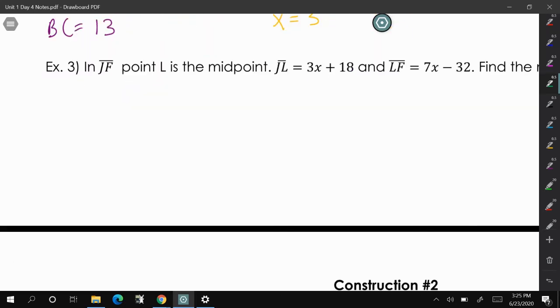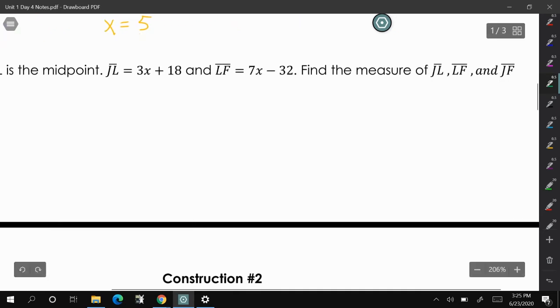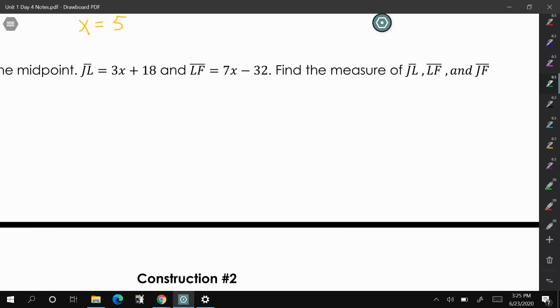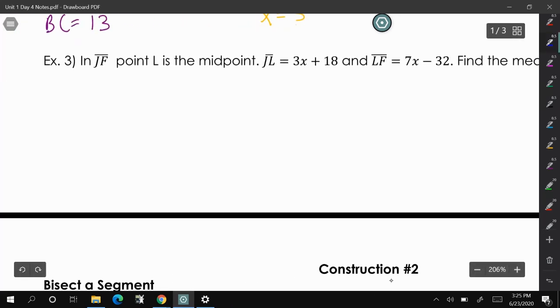In example 3, it says in segment JF, point L is the midpoint. JL is 3x plus 18, and LF is 7x minus 32. Find the measurements of JL, LF, and JF. So we're trying to find all the measurements here. I would draw this out so we have a picture like we have in the previous problem. We have JF, and L is the midpoint.